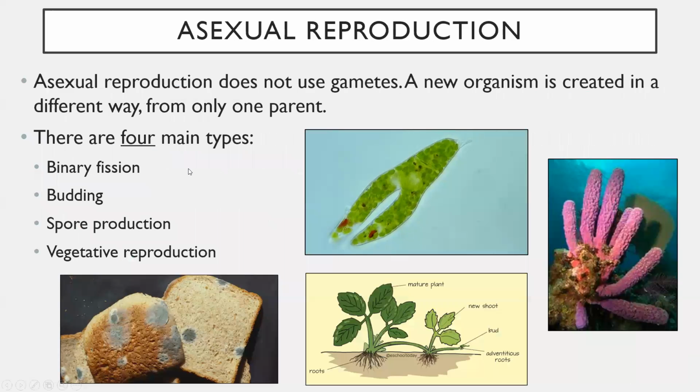All right, moving on now to asexual reproduction. One thing you just need to understand is asexual reproduction does not use gametes. No gametes involved here, right? The new organism is created in a different way from only one parent. There's 4 main types. There's binary fission. That's what's going on in this right now. It's a very slow process for some things. Basically, that's where their cellular material is duplicated, and then they split in half to form 2 completely identical offspring, right?